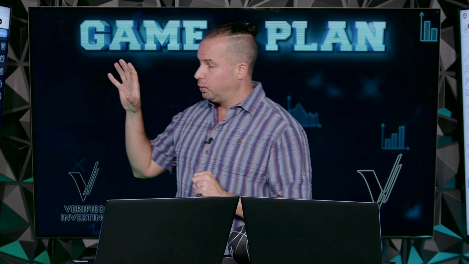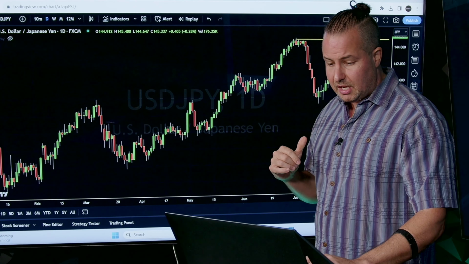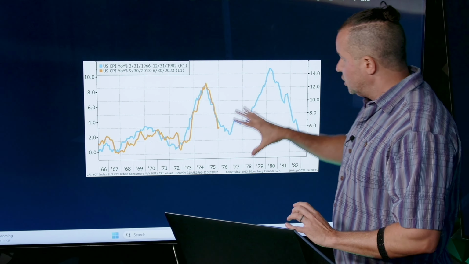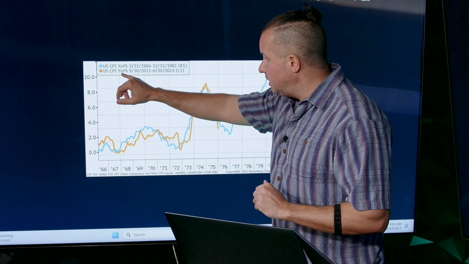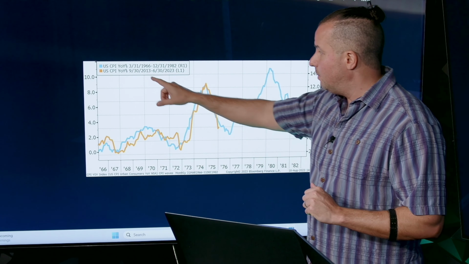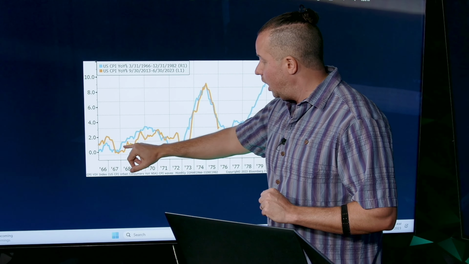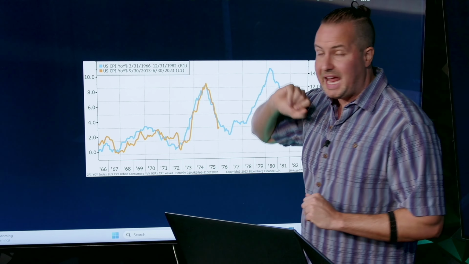So what we're going to do is jump over to this chart right over here. This is the dollar yen. But before we get into the dollar yen, I actually do want to go over some of these charts. So this is the first chart I wanted to show you guys today. This is US CPI year over year in orange from 2013 to 2023, so basically the last 10 years. This blue line is CPI year over year from 1966 to 82.